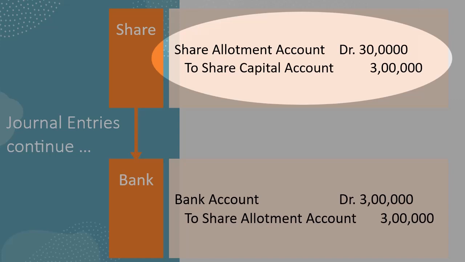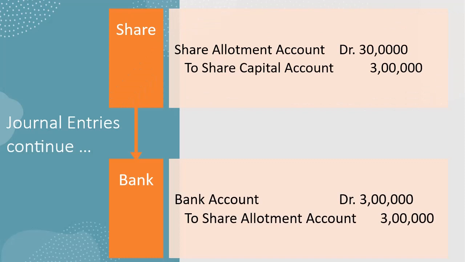The share allotment account is a temporary account that shows the amount of money to be received from the shareholders on allotment. Once the allotment money is received, the balance in this account will be transferred to the bank account, which is a permanent account that represents the amount of share capital received by the company.